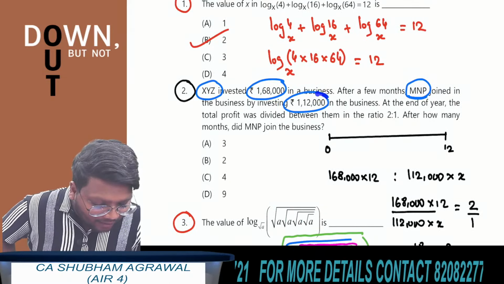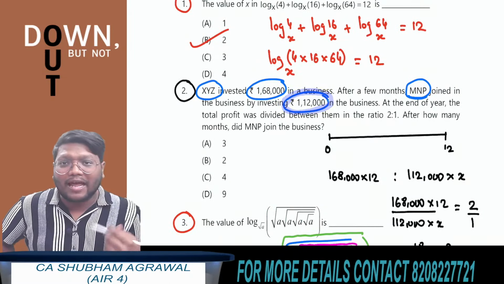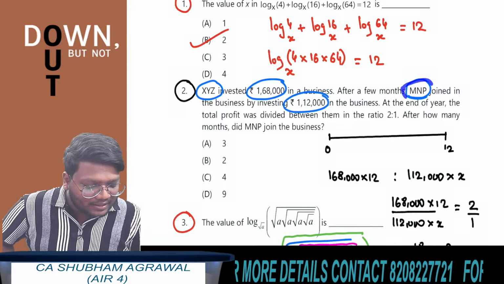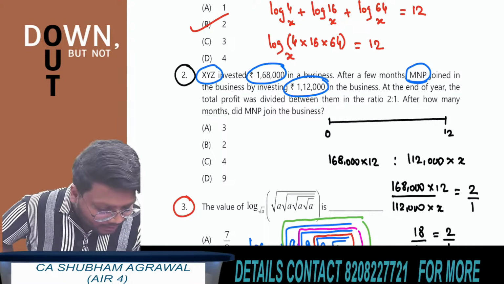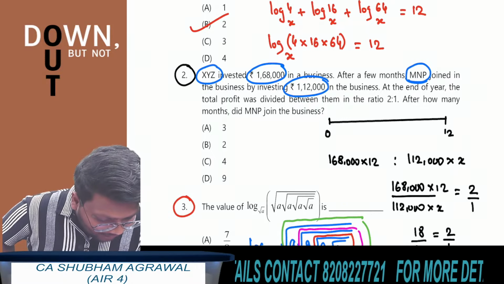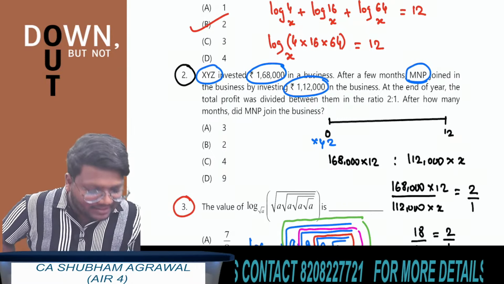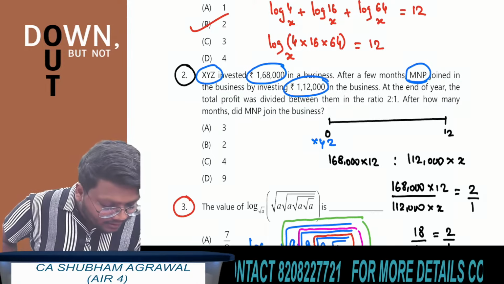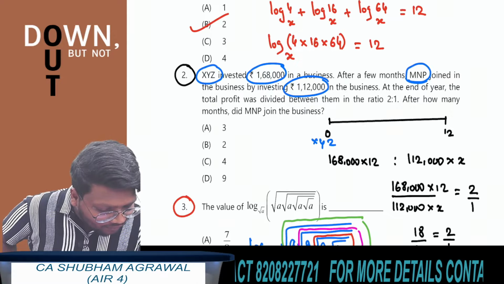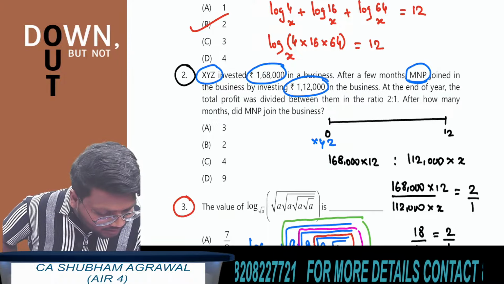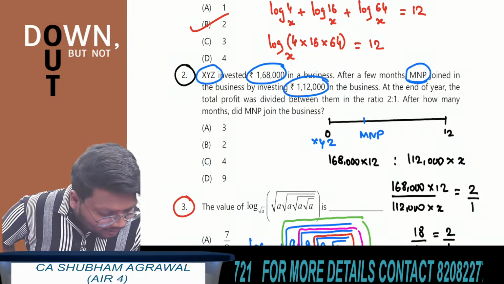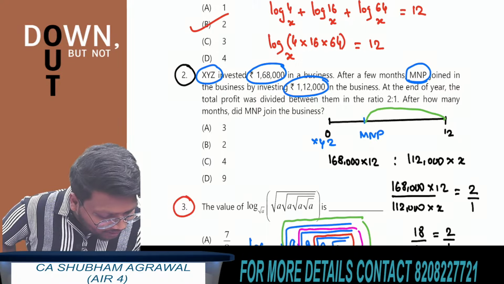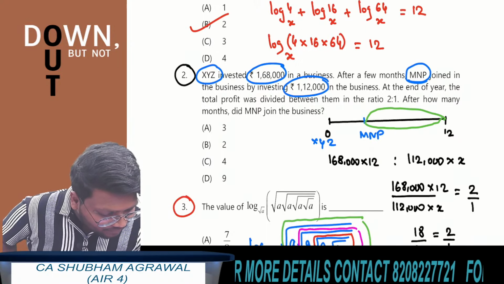If this 1,12,000 rupees is invested for a time period of 9 months, it means this person MNP has joined after how many months? 3 months. Here this person XYZ has invested 1,68,000 rupees at the beginning only. This person MNP has joined after a few months, and the time period for which this 1,12,000 rupees is invested is 9 months.